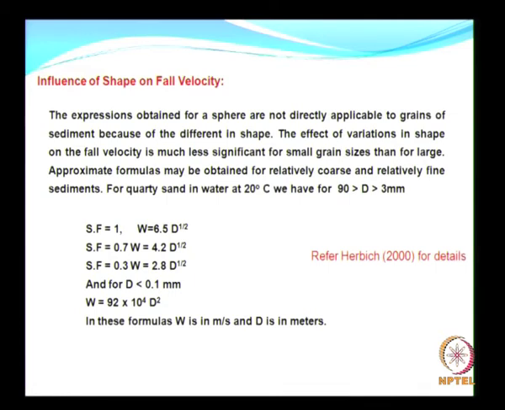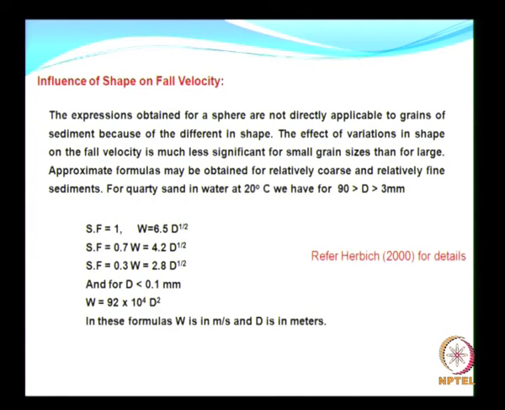But naturally the grains occurring in nature may not be spherical at all. So the effect of variations in shape on fall velocity is much less significant for smaller size grains compared to the large ones, this is obvious. But when we are talking about coarse sediments, the reason why we need to talk about coarse sediments I just now explained. In this case approximate formulas are available in the literature for relatively coarse and relatively fine sediments.